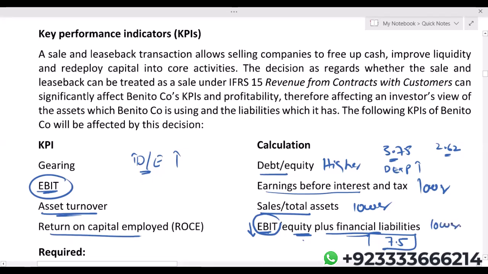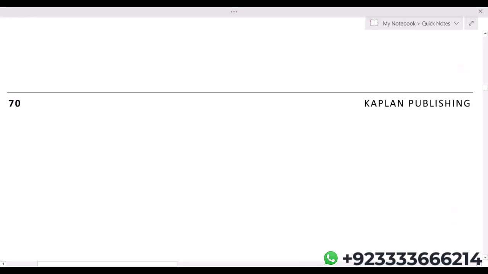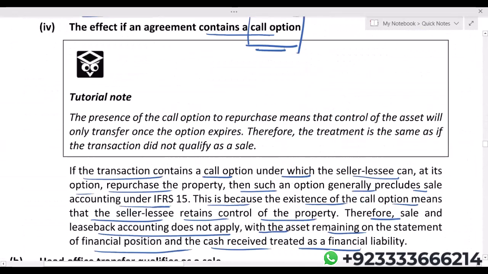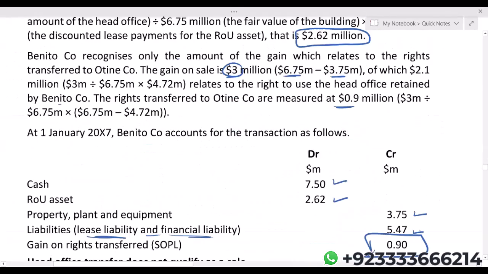Because two things are happening. One, profitability will be reduced due to higher depreciation when head office transfer is not qualifying as sale. And second, of course, the denominator will also increase due to financial liabilities. So a very important, I would say, student question. Here you have to explain the impact of a different treatment on different ratios. I really want every one of you to quickly go through the answer and take out any queries so that I can reply immediately without wasting any time.